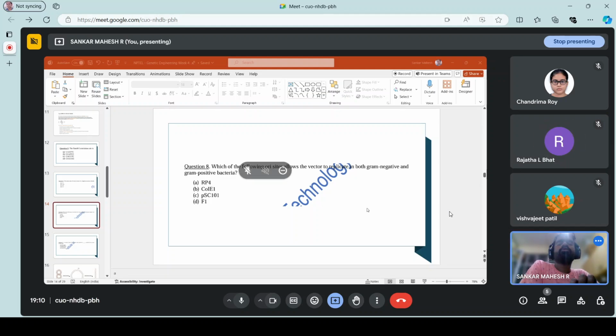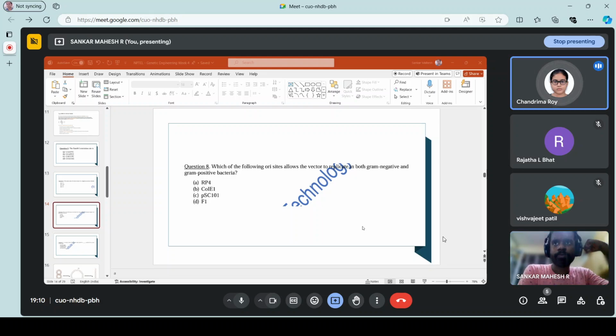Okay, so whenever you look at these plasmids, you need to think about where this origin was initially found. For example, F1 is from the F1 bacteriophage, if I'm not wrong. And this pSC101 is from some species of Salmonella. So Salmonella belongs to gram positive or gram negative, Chandrima? Gram negative. Gram negative, right. So that would mean possibly this can be used in E. coli, which is also gram negative, but not in some gram positive species.